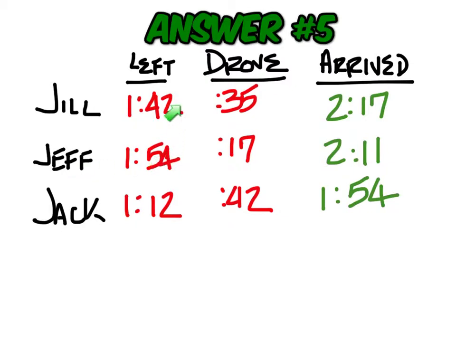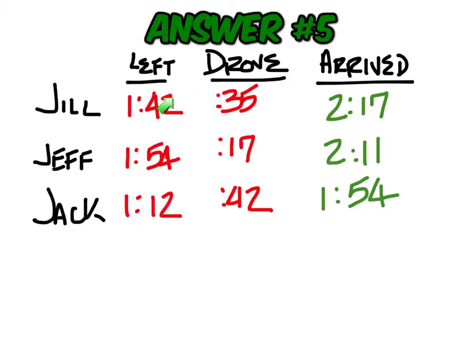Jeff left 12 minutes after Jill, so he left at 1:54 p.m. and drove for 17 minutes. I need 6 minutes to get to 2 p.m., so if I take 6 minutes away from 17, I get 11. 2:11 p.m.